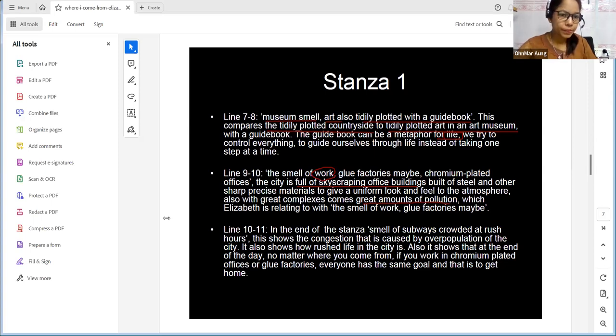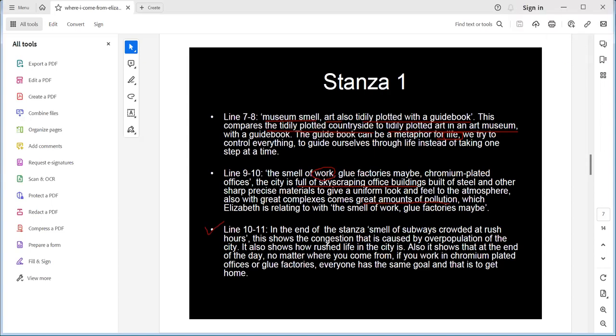Why don't you read? Hello, teacher. Can you hear me? Yes, I can. Can you read 9, 10, and 11? Okay, teacher. Is it 9 and 10, teacher? 10, 11, only two. We are analyzing the poem.